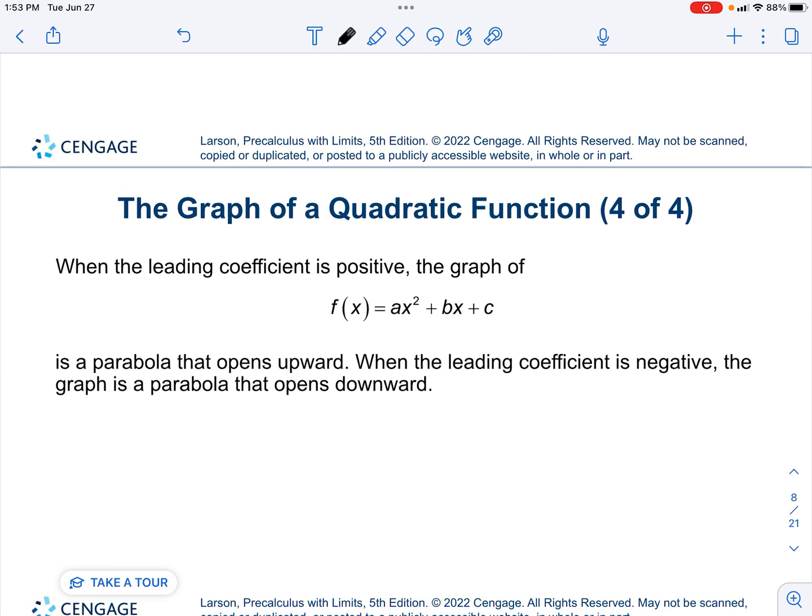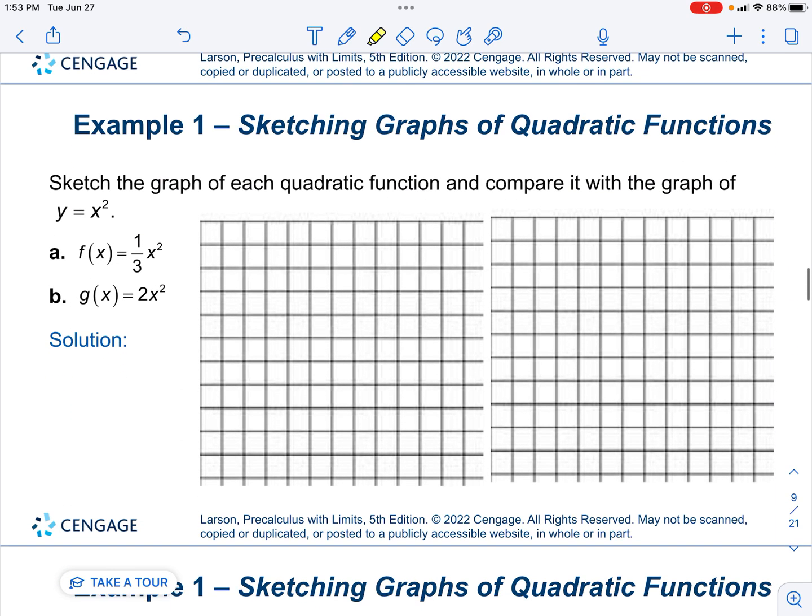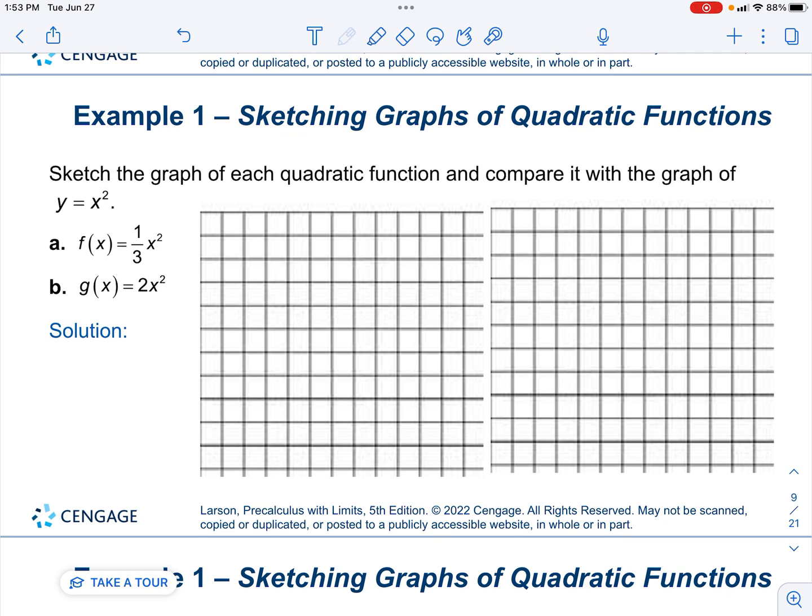One thing that we'll see consistently is this leading coefficient a. If it's positive, your parabola will open up. If it's negative, your parabola will open down. So we'll try a couple of examples here. First, we'll try 1/3 x squared. So y equals 1/3 x squared.